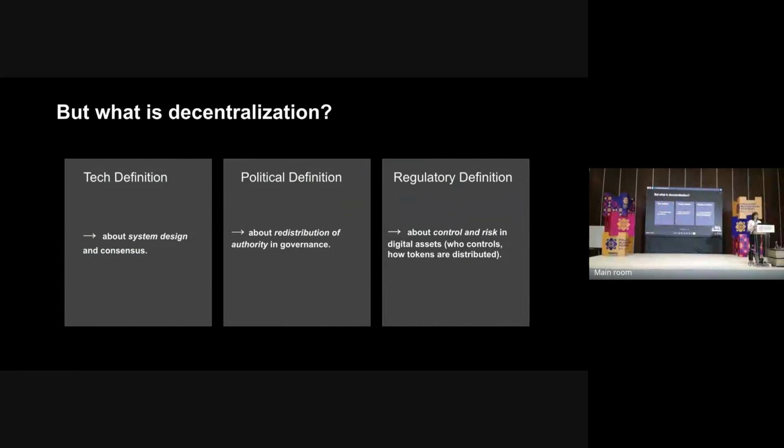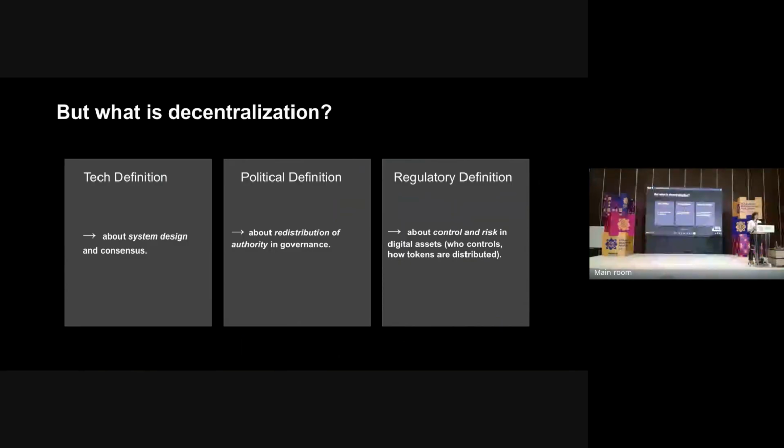The political definition is more about redistribution of authority and governance, right? So how centralized is a political system? Is it an autocracy, like one autocrat ruling it all, or is it a state system with municipalities and local assemblies that have been elected? And you can also think of decentralization in that manner, right? How do you organize? How's the governance organized?